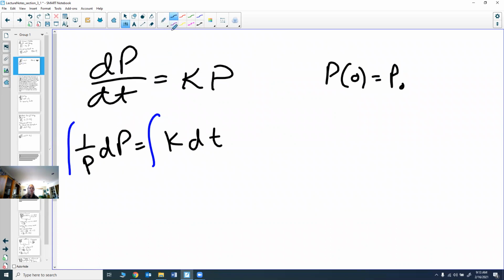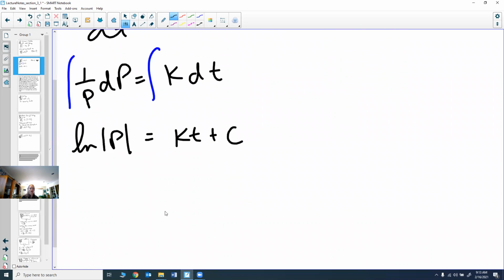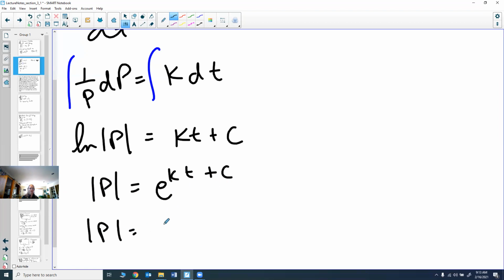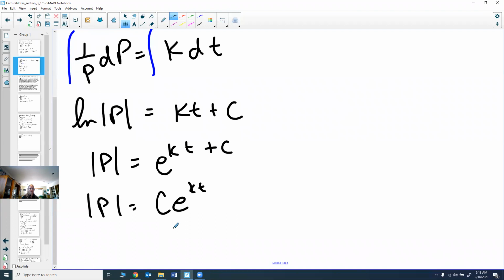We end up with the natural log of the absolute value of P equal to kt plus C. We want to solve for P, to get P by itself, so we'll first raise e to both sides. The absolute value of P is equal to e to the kt plus C. That would be the absolute value of P equal to C e to the kt, because e to the C is just a constant, and that constant can take into account the absolute value. So we can say P is equal to C e to the kt.